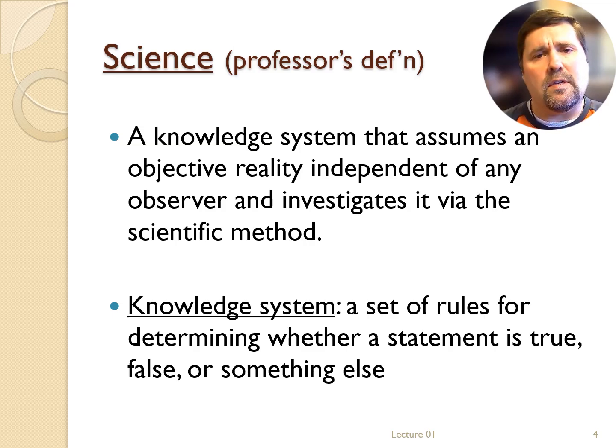Well, if there is an objective reality, how do we learn about it? This is the second way that science differs. It uses the scientific method to investigate reality. This might seem a little obvious, but what's important is the method itself. You can assume an objective reality without being scientific about how you investigate it.